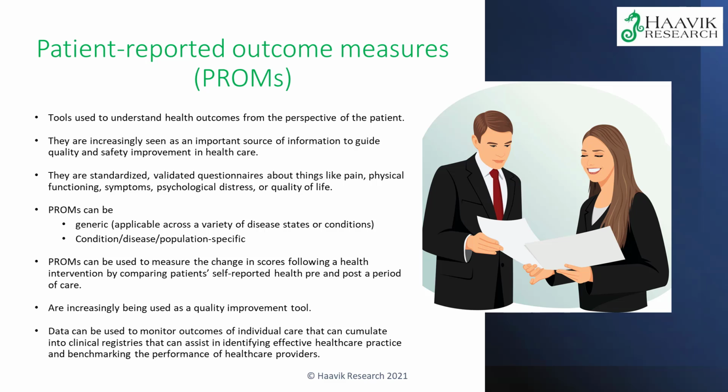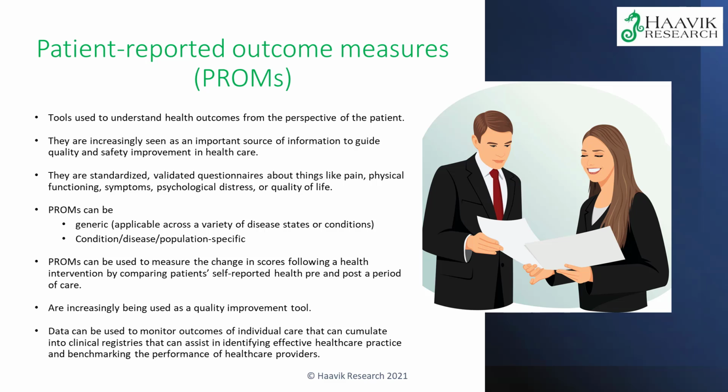So PROMs, or patient-reported outcome measures, can be generic, which means that they're applicable to a wide variety of disease states, conditions, health states or populations, or they can be very specific. There can be a particular patient-reported outcome measure for a particular condition, population or disease. So they can be very specific for populations or groups.